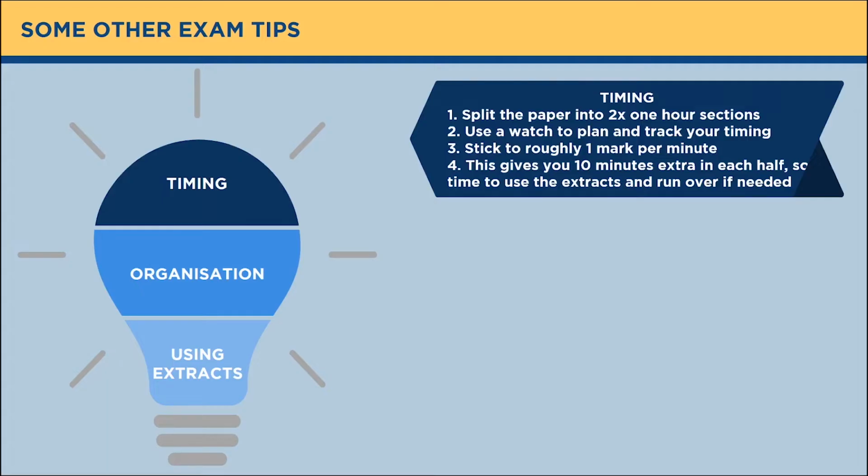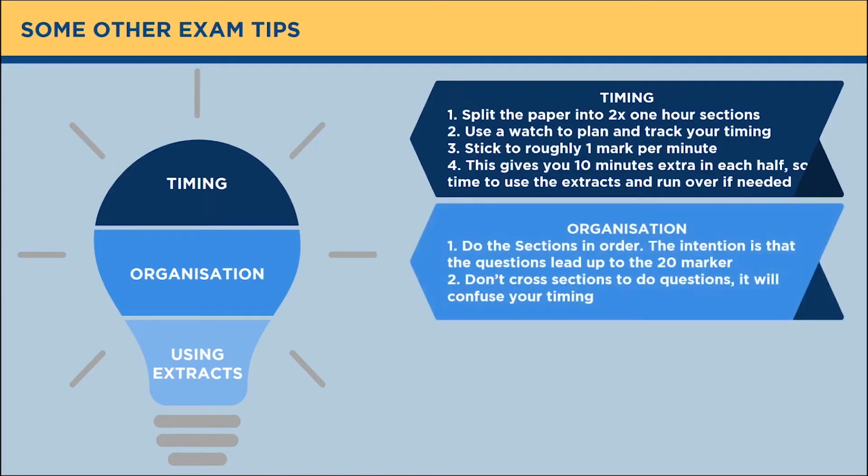That gives you 10 minutes extra in each half. So you'd have 60 minutes for each half of the paper and 50 marks. So you would use that 10 minutes to read the extracts and use the extracts. But it also allows you maybe a minute or two to run over on certain questions if you need to. But you've got to be really careful. You can't afford to run over by 3-4 minutes more than once without it affecting your overall timing.